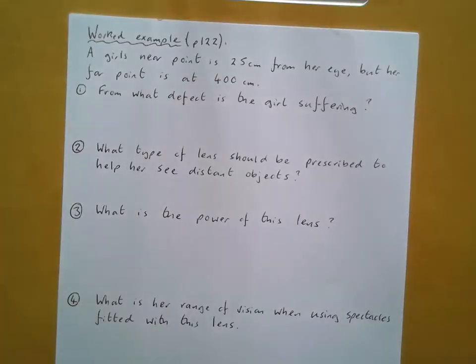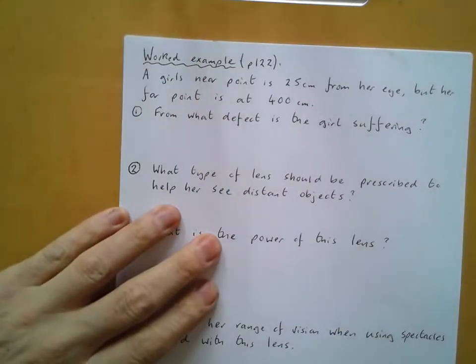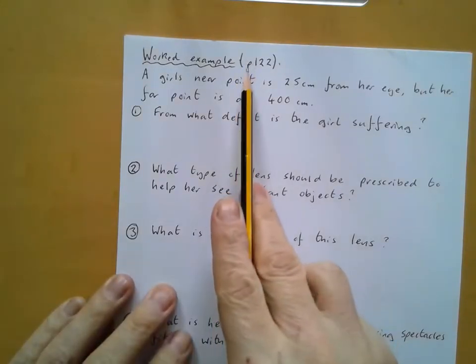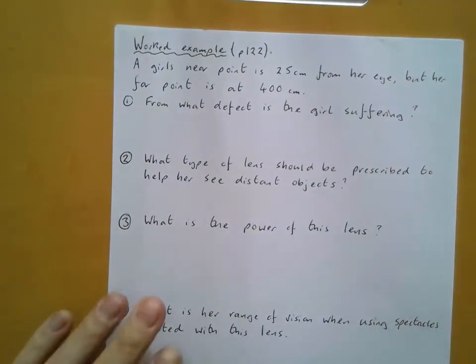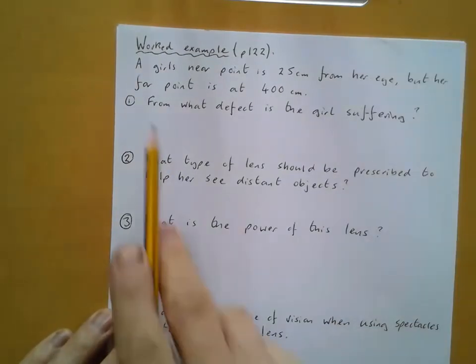Okay, so here's a worked example for myopia. This is the worked example from the book. It's from page 122. You may call me a lazy teacher, but I don't care. So what have we got?